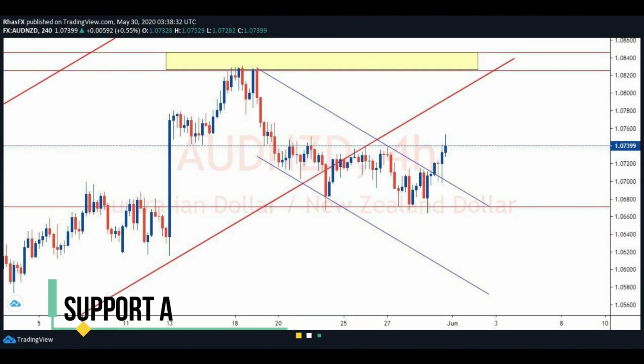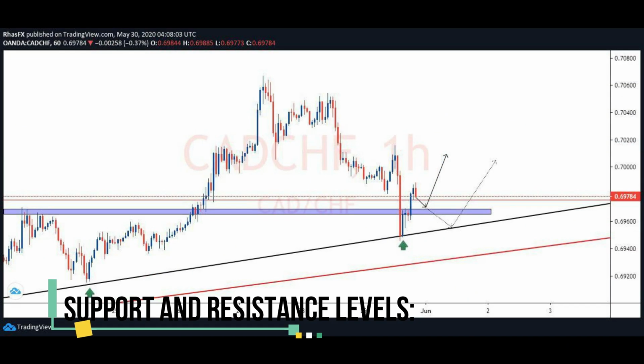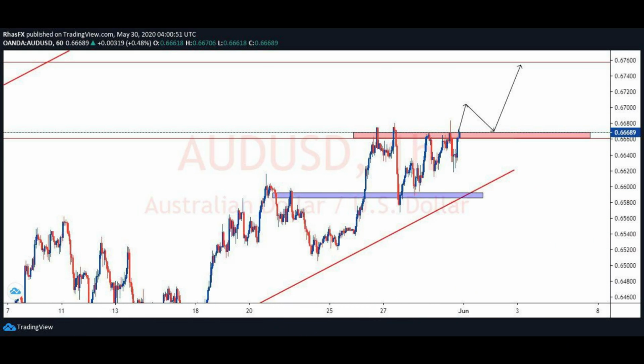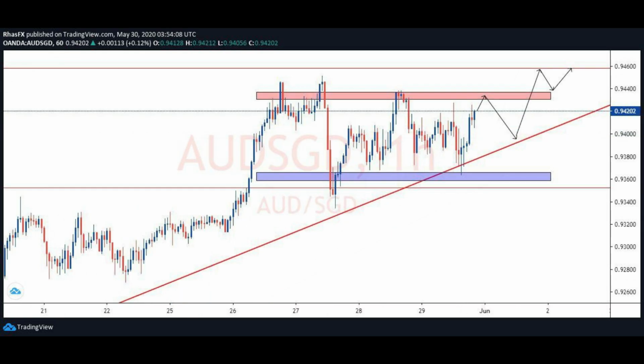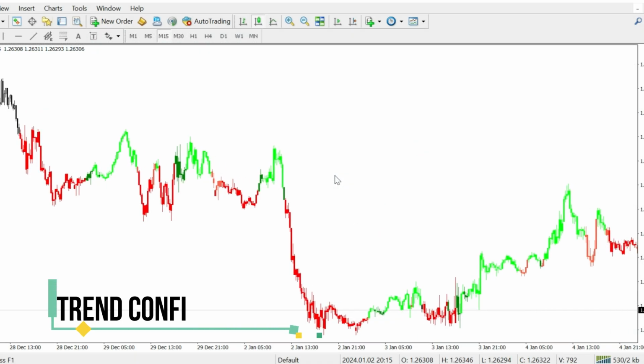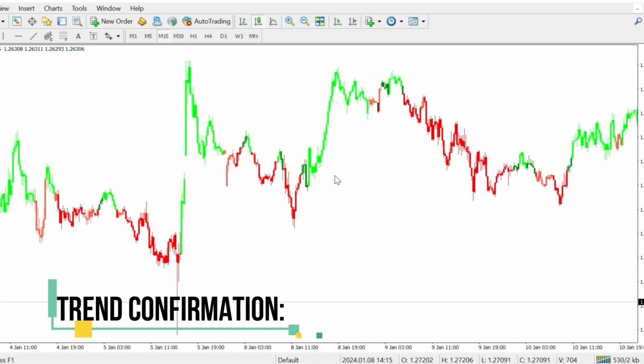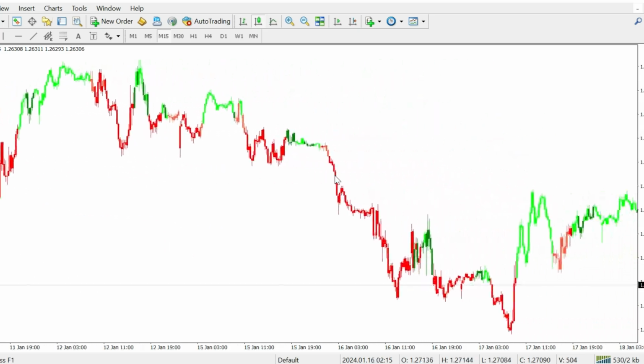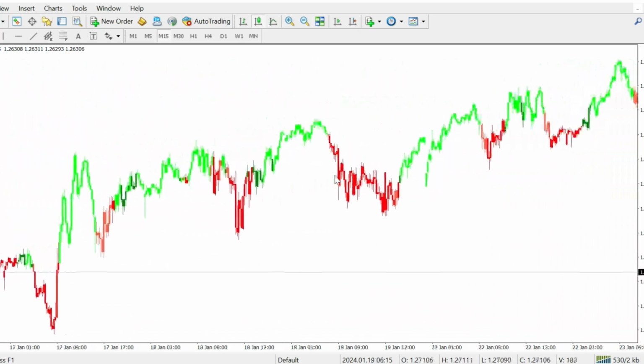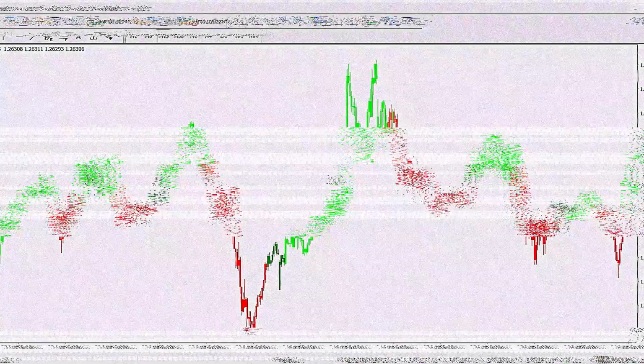Identify key support and resistance levels where the price is likely to bounce or reverse. Example: buying near a strong support level in an uptrend. Confirm the prevailing trend using tools like trend lines, MACD, or the ADX indicator before entering. Example: joining a bullish trend after a pullback to a trend line.